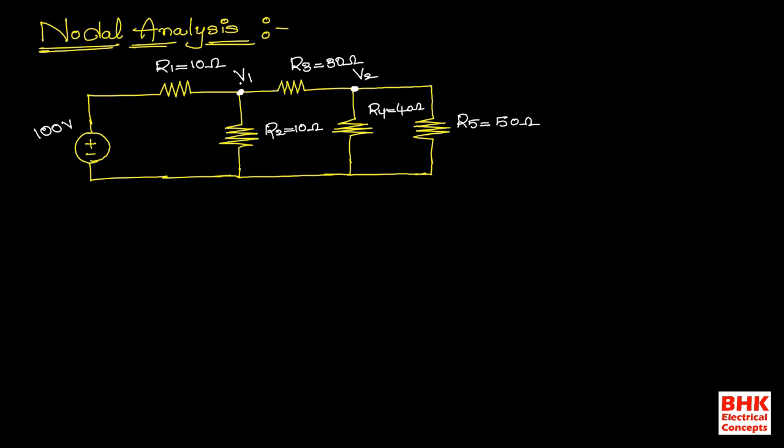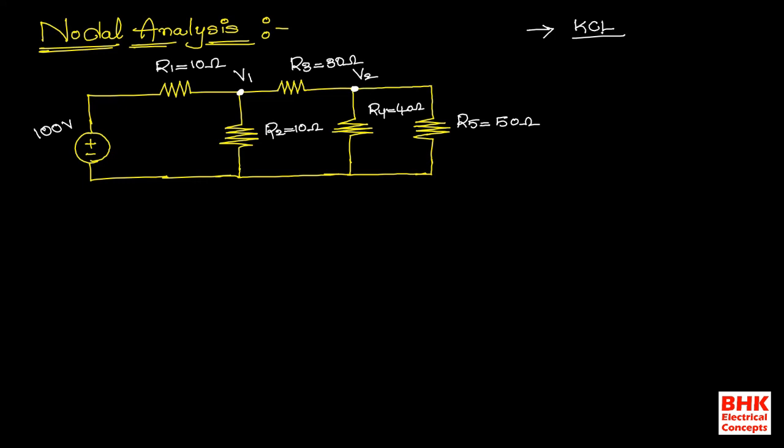If you want to find these unknown voltages at node 1 and node 2, it is mandatory to apply nodal analysis. Without applying the nodal analysis concept, it is not possible to find the voltages at individual nodes. The most important point is that to apply nodal analysis you have to use Kirchhoff's current law, that is KCL, at each node.